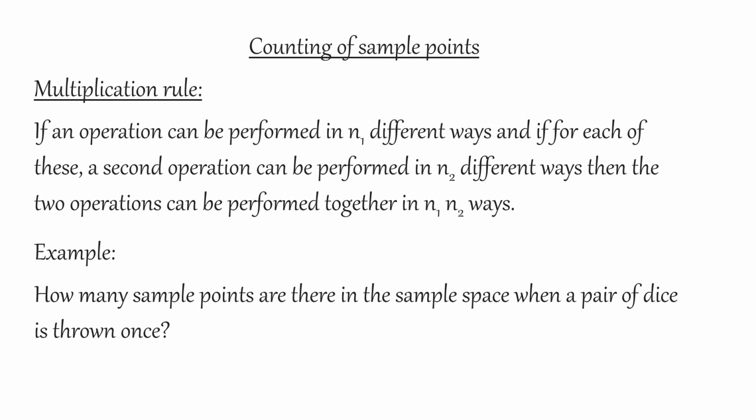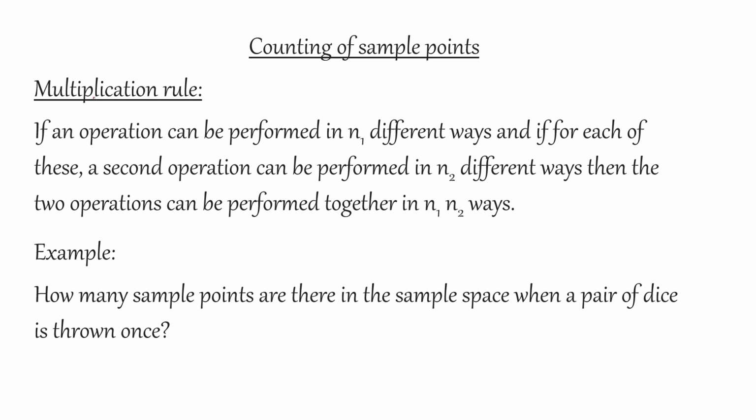Now, we have some techniques, that is, counting of sample points. All these things we have studied in your intermediate itself. This is just a revision. So, the multiplication rule you have already studied. If an operation can be performed in n1 different ways, and for each one of these a second operation can be performed in n2 different ways, then the two operations can be performed together in n1 into n2 ways.